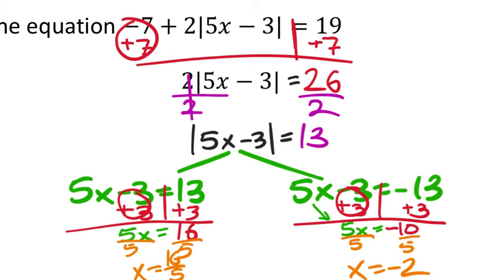And again, even though we got a fraction, even though we got a decimal, that's not a problem. We see now that x could equal 16/5, but also -2. That's good.